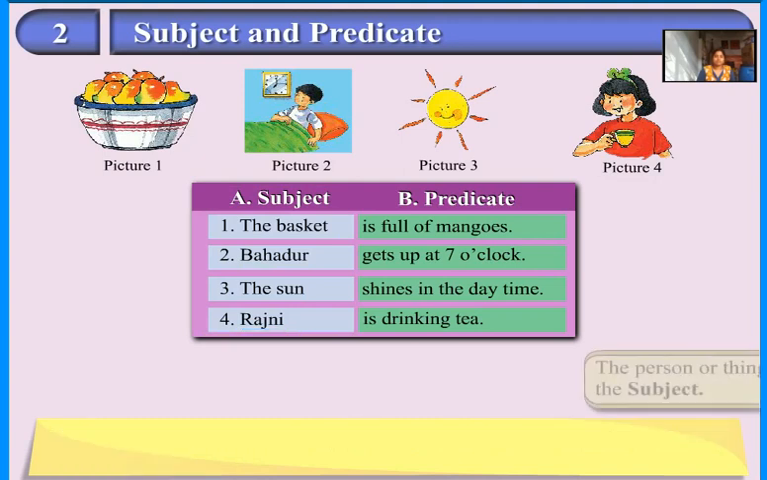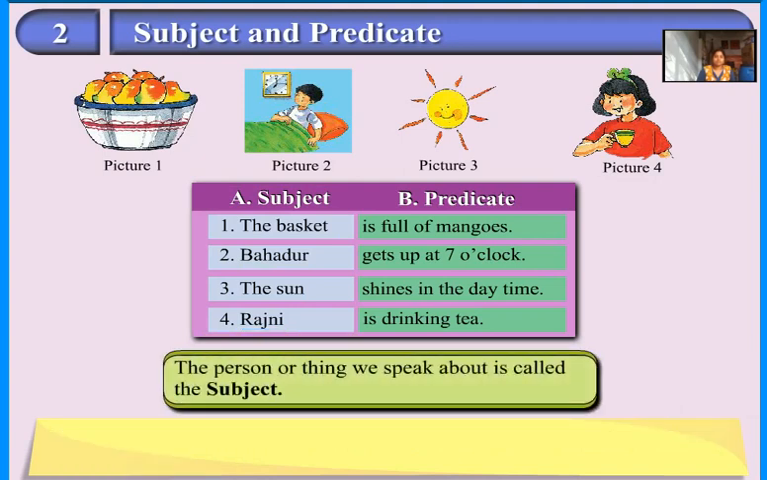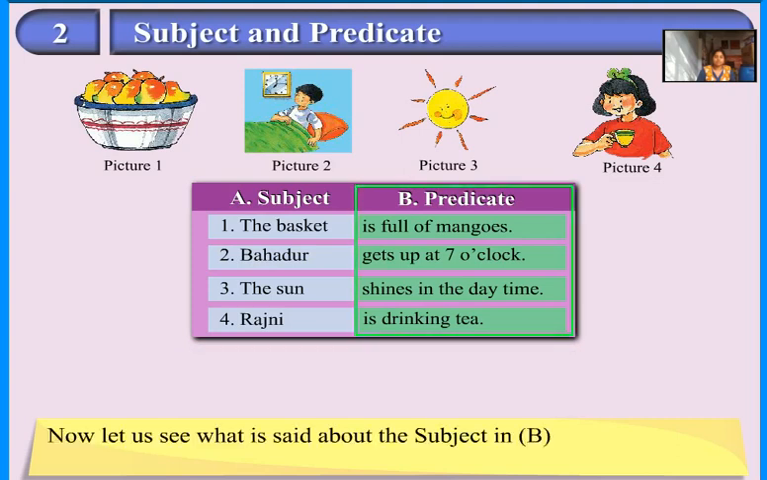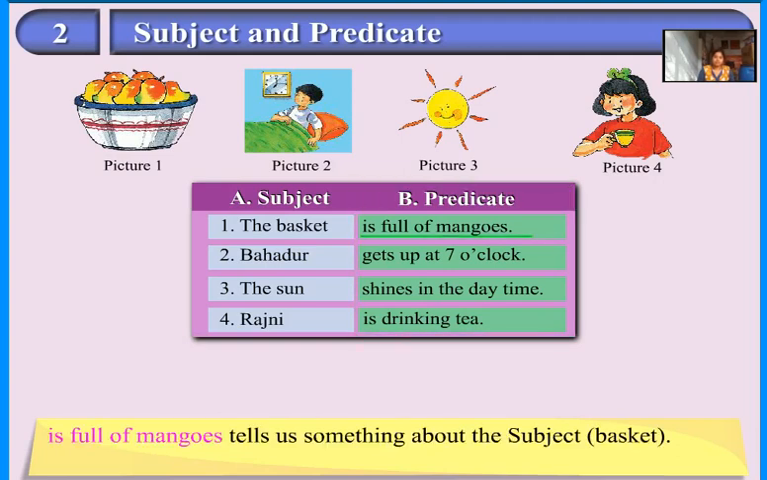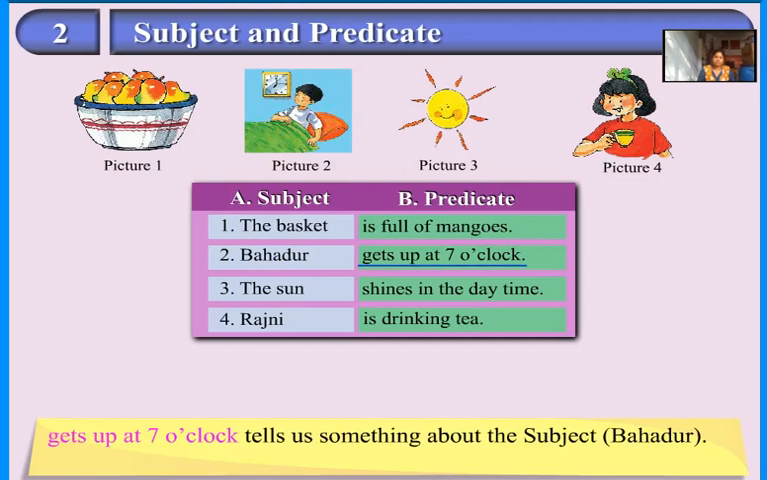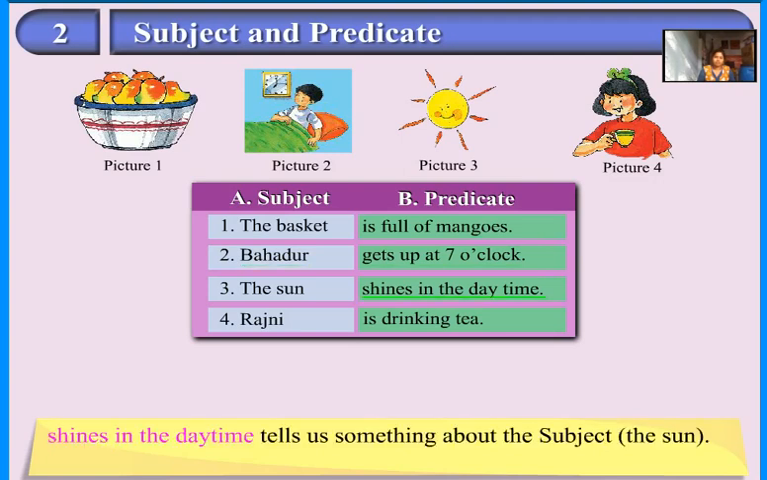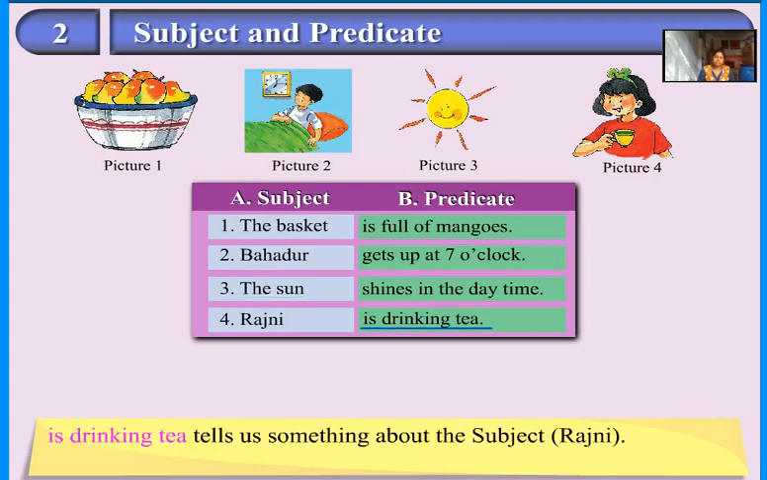Rajni. The person or thing we speak about is called the subject. Now let us see what is said about the subject in column B. Is full of mangoes tells us something about the subject basket. Gets up at 7 o'clock tells us something about the subject Bahadur. Shines in the daytime tells us something about the subject, the sun. Is drinking tea tells us something about the subject, Rajni.